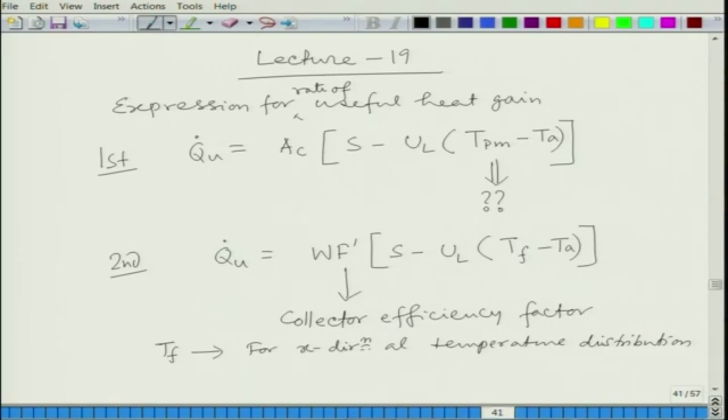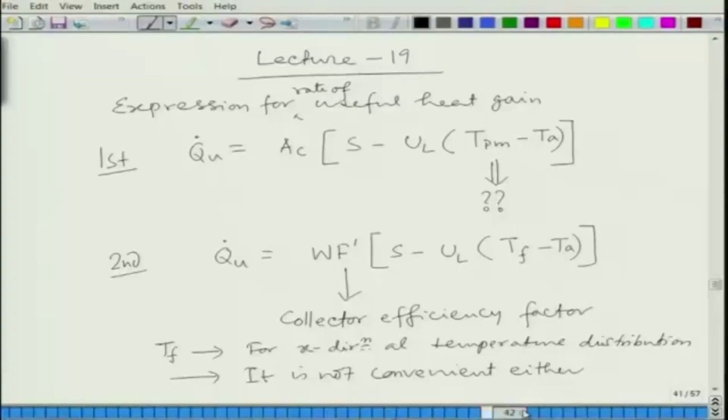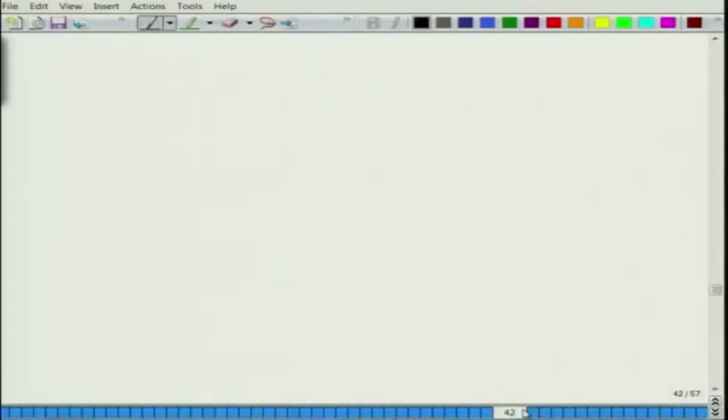We have also seen that it is not convenient either. What is the problem? The fluid temperature also is changing along the length, and you do not know exactly what the value is, you do not have a common value. So that is why we needed to have several other expressions.